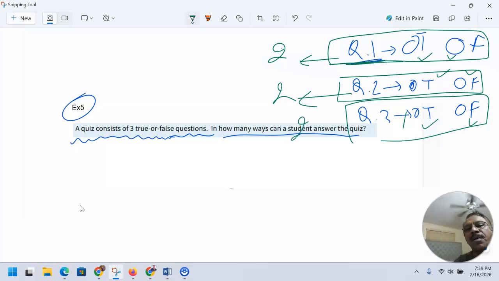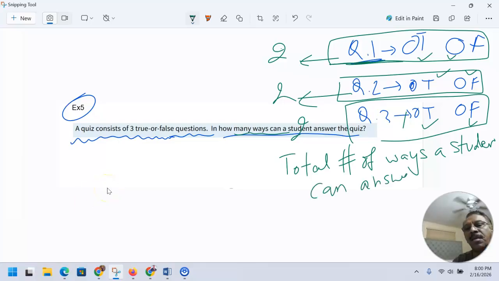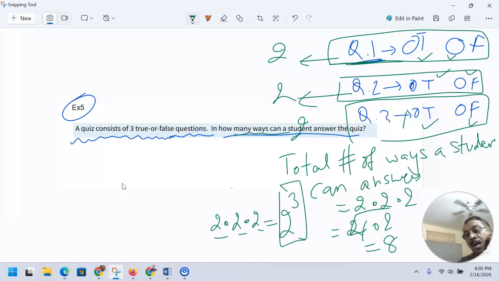So the total number of ways a student can answer is: all you do is multiply 2 times 2 times 2. 2 times 2 is 4, and 4 times 2 is equal to 8. Or in exponential form, since 2 is multiplied by itself three times, we write 2 raised to 3.